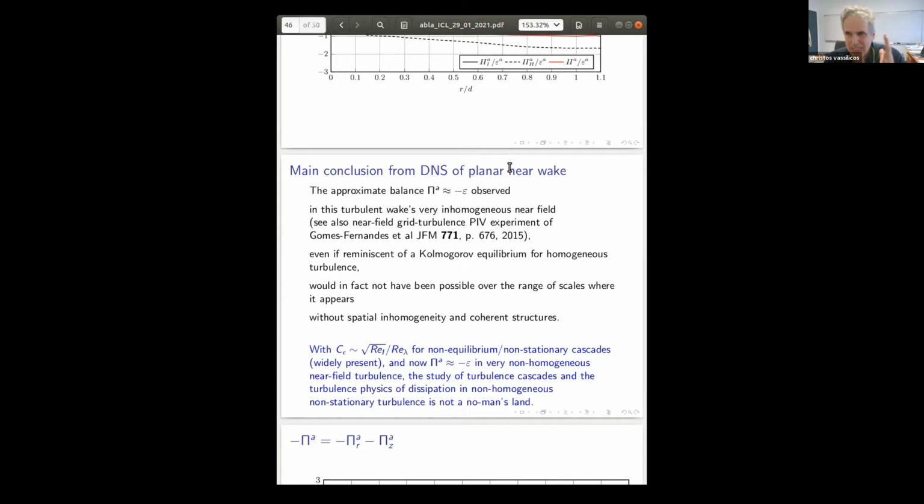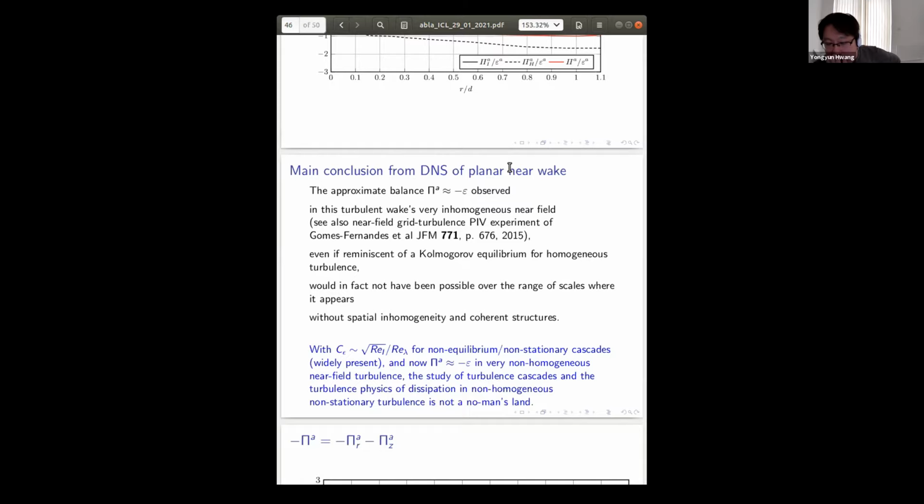And this was the point of my talk, and I probably went too quickly through my talk, and I apologize. But basically the point of my talk was that in a very inhomogeneous situation, like the one we have very close to a bar, planar wave, you can still find this Kolmogorov-looking balance, but not for Kolmogorov reasons. To obtain this balance, the inhomogeneity contributes in more than one way, the coherence contributes as well, and the non-stationarity as well. Ah, I see.